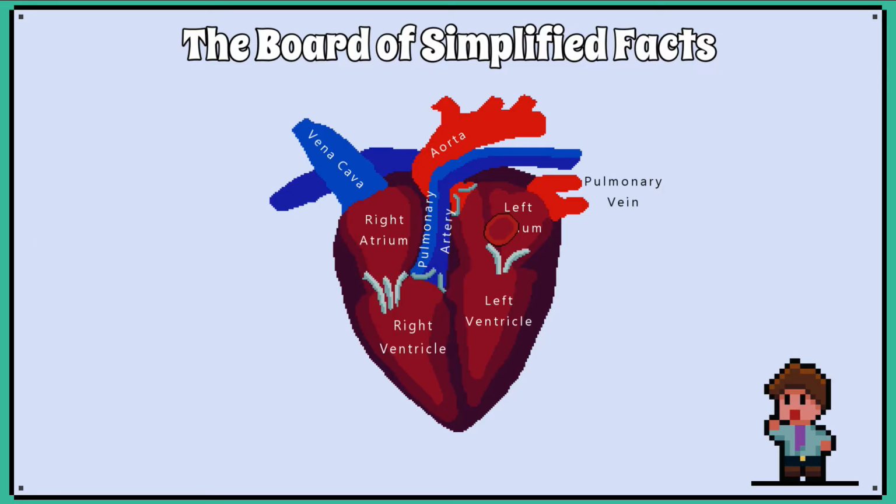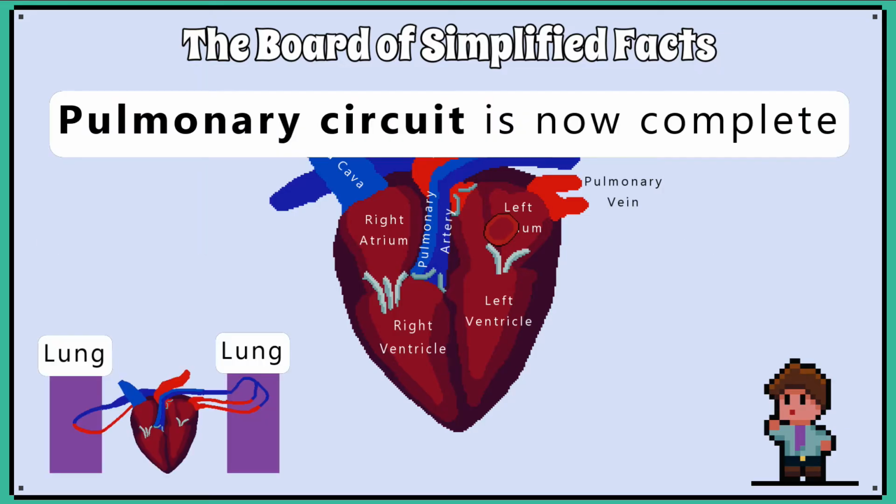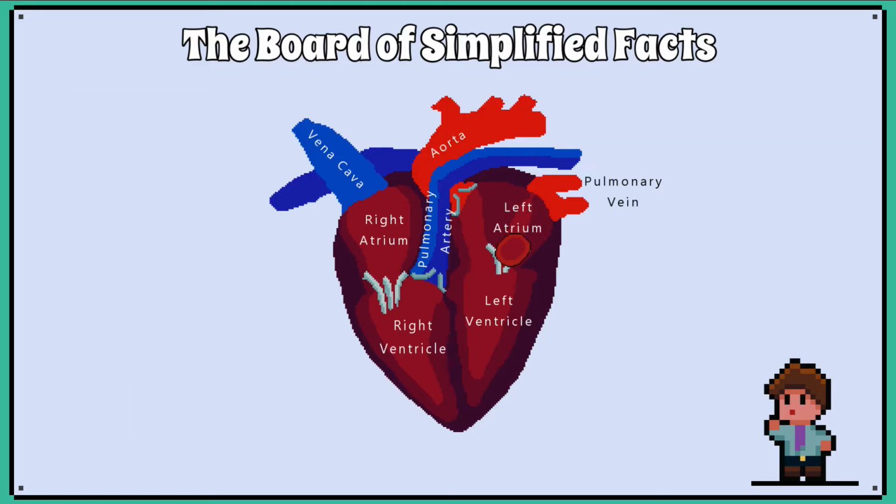The pulmonary vein takes blood into the left atrium. The pulmonary circuit is now complete. The left atrium walls then contract to force blood into the left ventricle. The left ventricle walls will then contract to force blood up the aorta to the rest of the body.